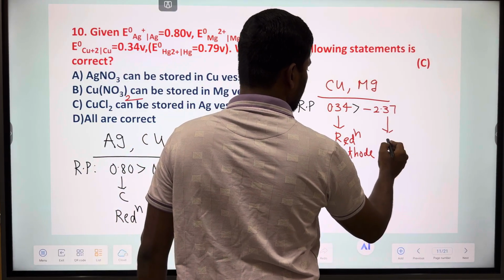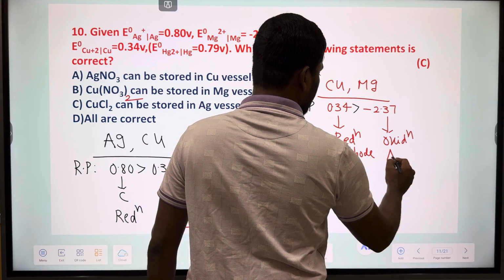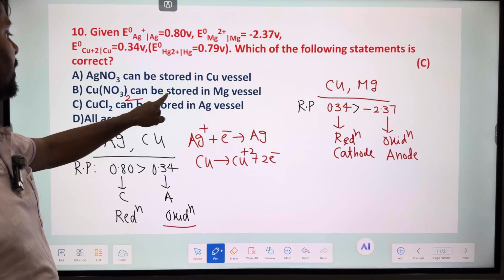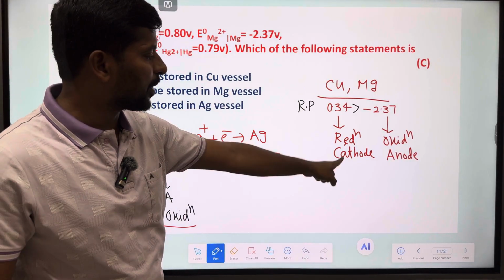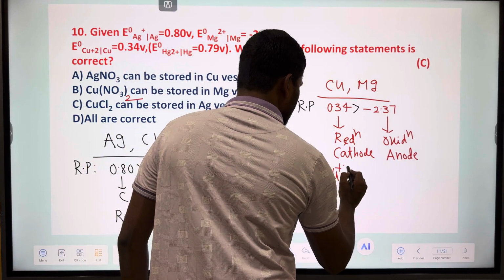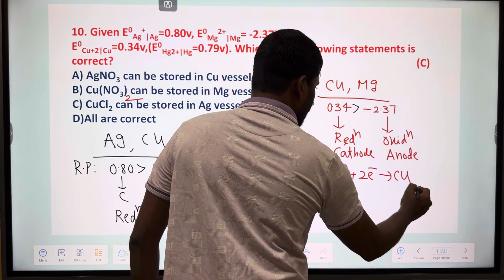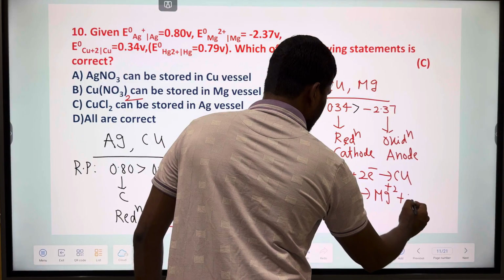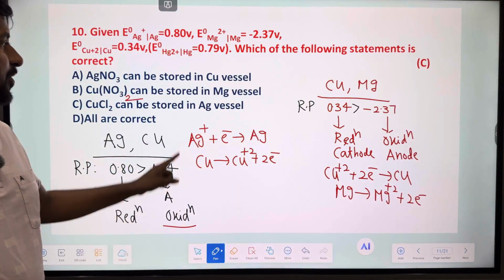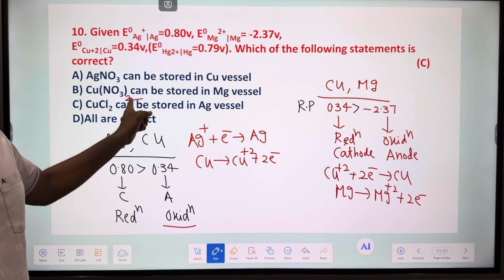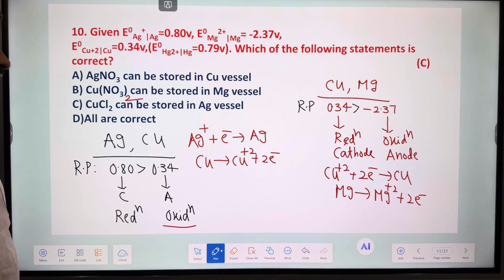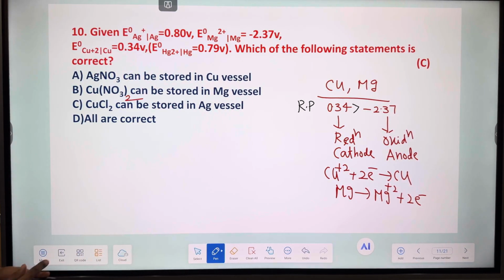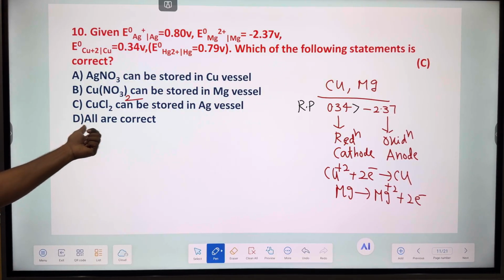Magnesium undergoes oxidation and acts as anode. If copper nitrate is stored in a magnesium vessel, the copper ions present in the solution undergo reduction and are deposited, while magnesium undergoes oxidation and is dissolved. Therefore, we cannot store copper nitrate in a magnesium vessel. Next, all the remaining options are not possible.